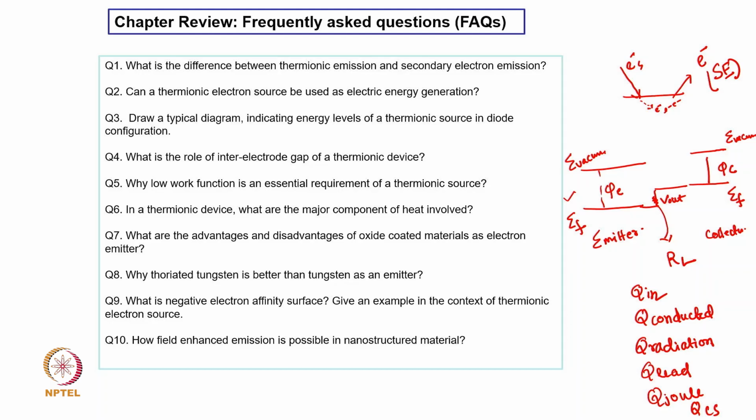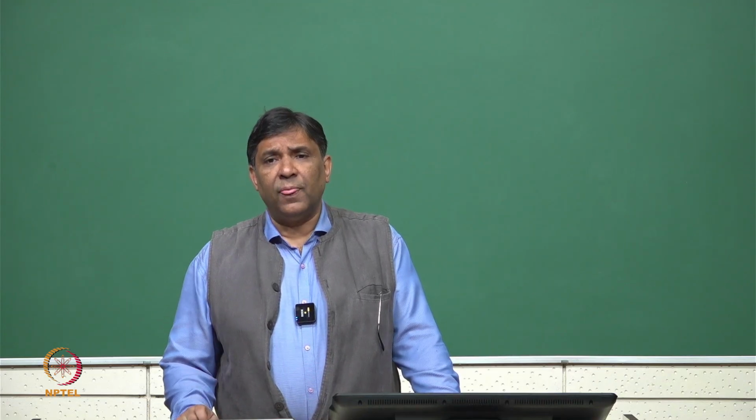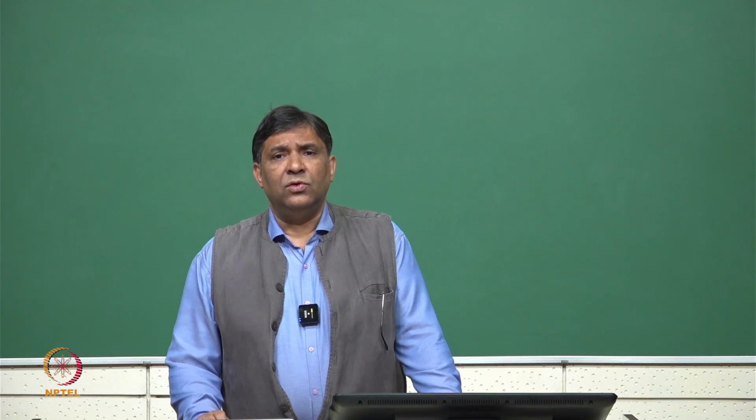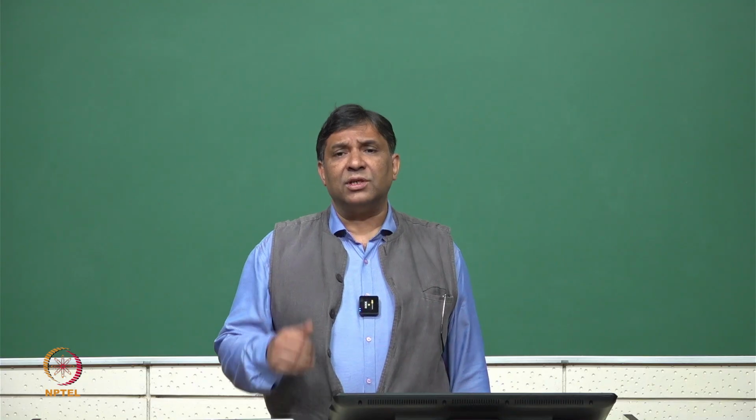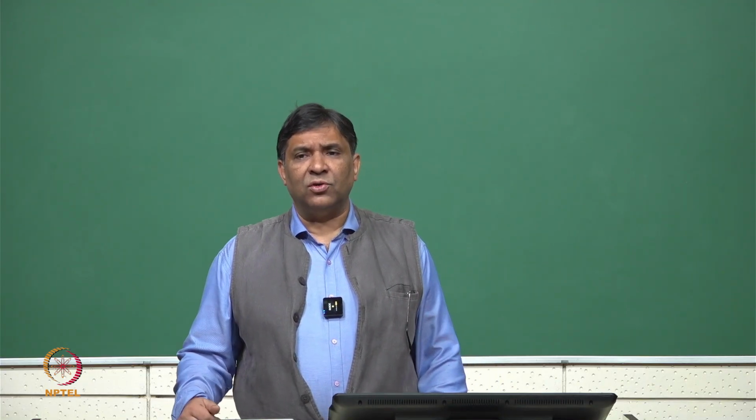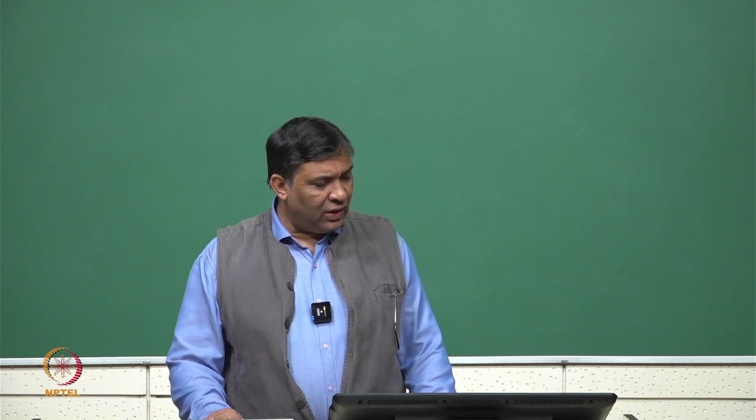Okay, so let us go to the next question. What are the advantages and disadvantages of oxide coated materials as electron emitter? Oxide coated material, we have seen, the importance is that their work function is very low. When we consider refractory metal, their melting point is high, but the work function is also higher. If we have an oxide coated material, their melting point is relatively low, but their work function is quite low as compared to refractory metal, and therefore, the oxide materials are used.